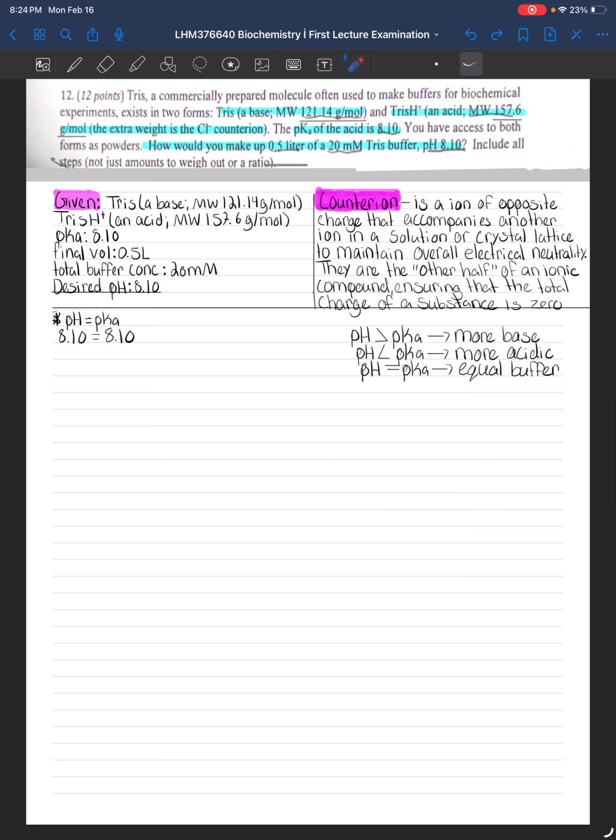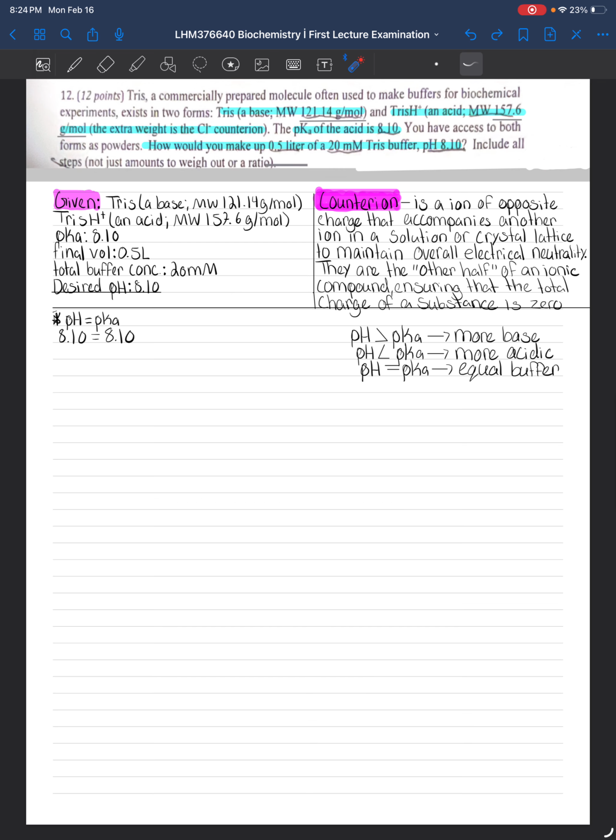And then we have the pKa of the acid, which is 8.10, and we have access to both forms as powders. It's asking us how we would make up 0.5 liters of a 20 millimolar Tris buffer at a pH of 8.10, and we have to include all the steps.